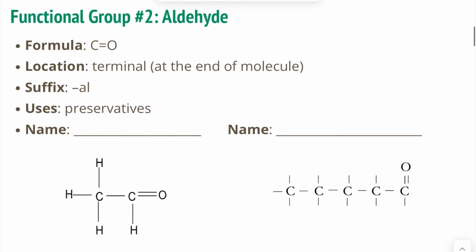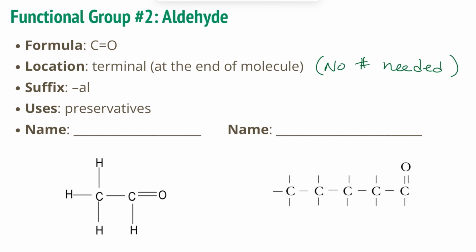Our next functional group is an aldehyde, and that is going to have a carbon double bonded with an oxygen on the end of a molecule. With this one, we don't need a number because it's only ever at the end. We know it's going to be on one of those ends. It doesn't matter which one; we could draw it either way. And then this is going to have an Al suffix. So aldehydes, you've probably heard of formaldehyde before. Aldehydes are used in preservatives.